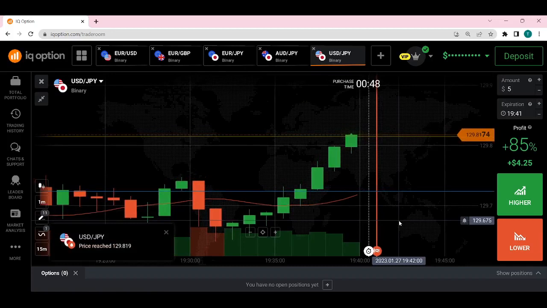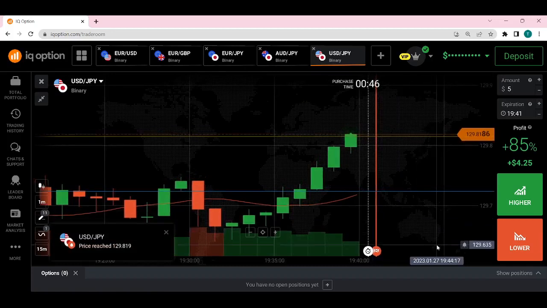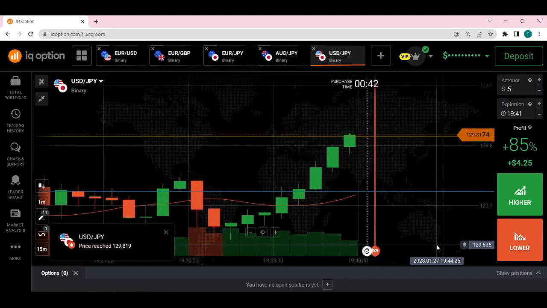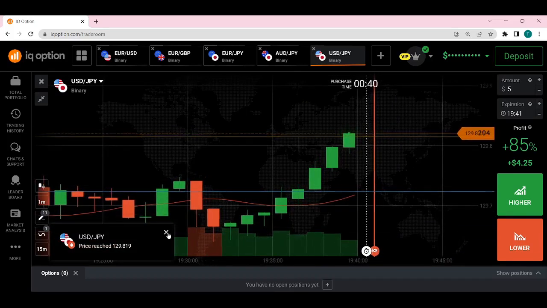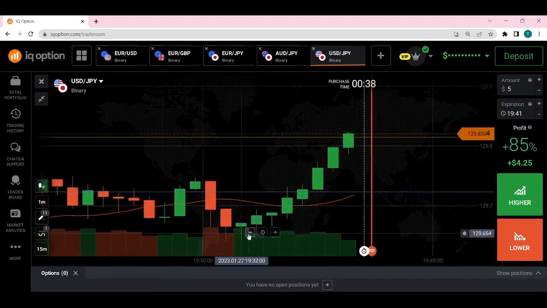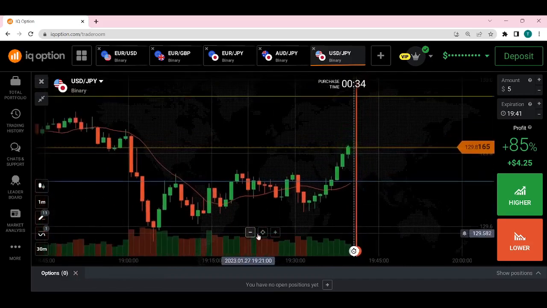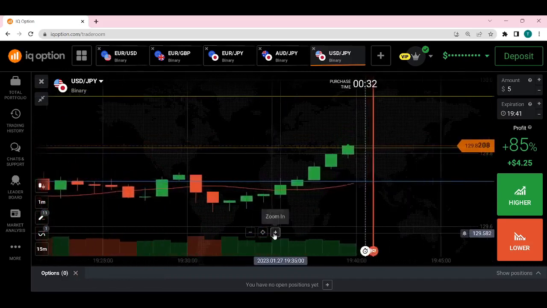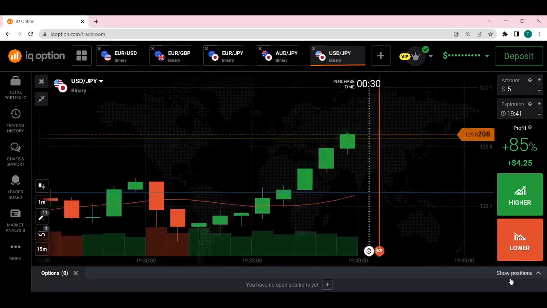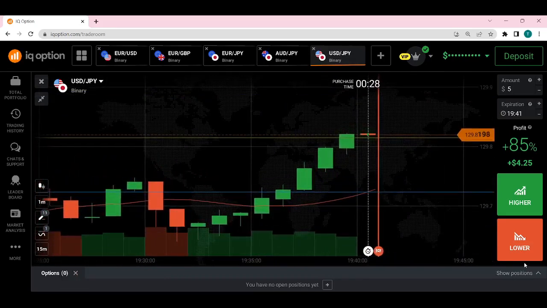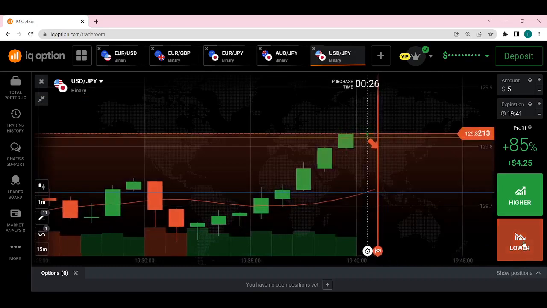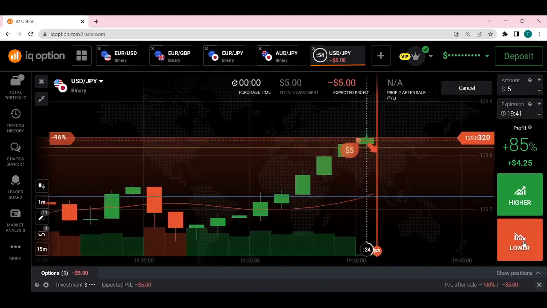Okay, after the close of this candle I will make a put. I will wait for the candle to close. I will not enter until that. I will wait for the opening of the candles. So I want to make a put a little bit at the top. I enter.